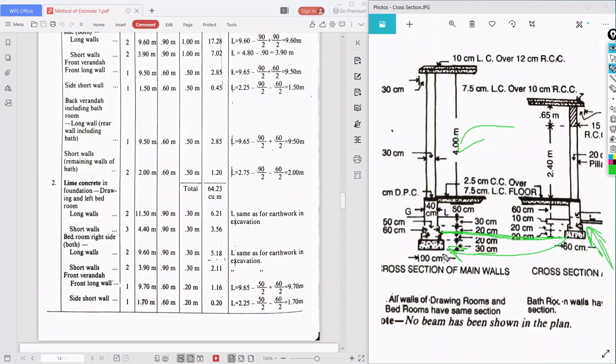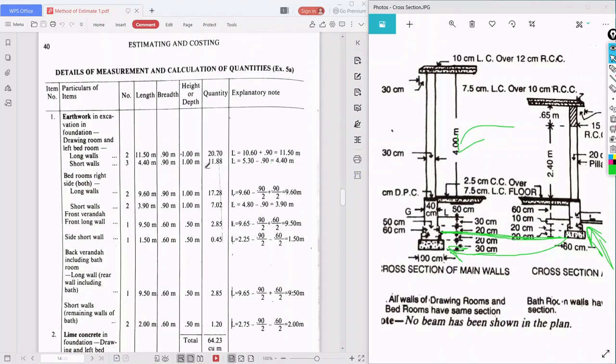For a 30 centimeter wall, the digging is different, and for earthwork excavation it is different. What I mean is, for a 30 centimeter wall, the excavation is up to the trench depth. What was the depth of the trench? That is 1 meter. So for a 30 centimeter wall, the trench is 1 meter, up from the ground level.